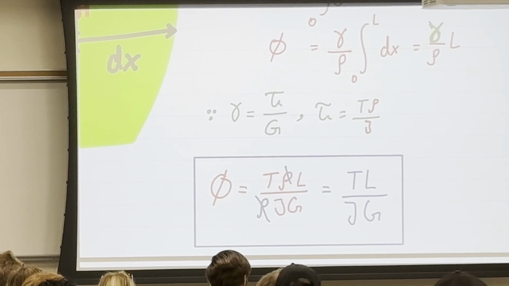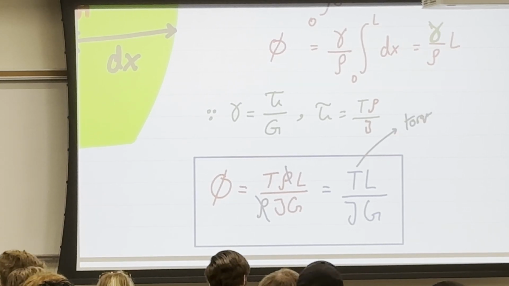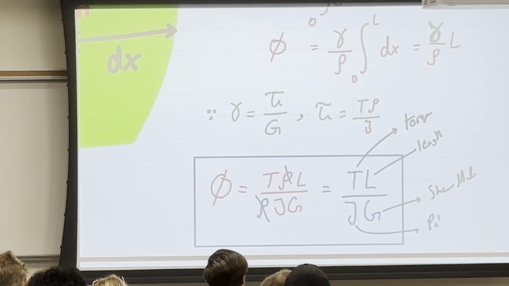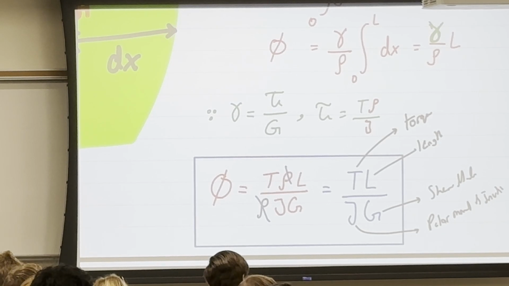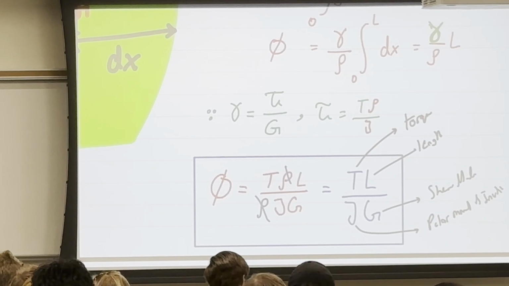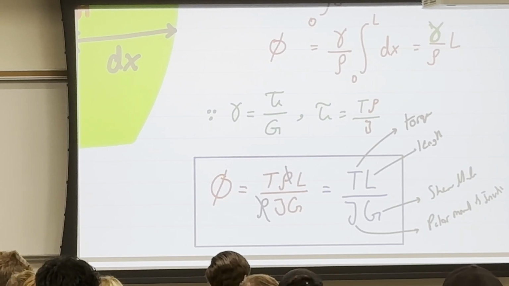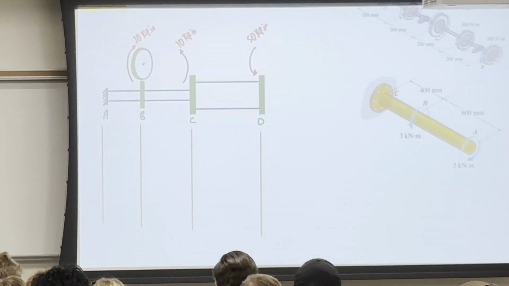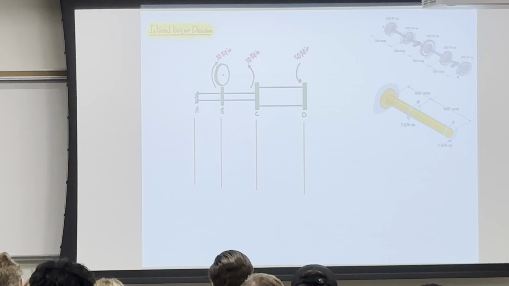So the angle of twist is a function of the torque, which is the moment, the length of the beam, G, which is the shear modulus, and J, which is the polar moment of inertia. And that's all the equations that we need to solve the torque problems. Any questions so far? A lot of integrations, a lot of derivations, but it's important for me that you know where everything came from. Now let's start solving the problems.